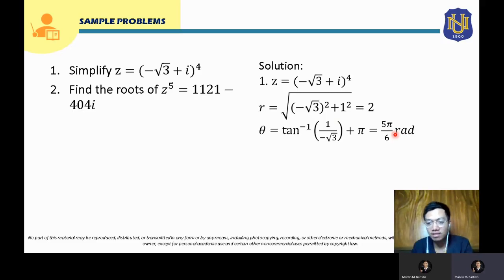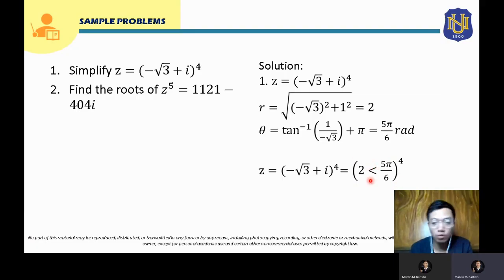From this r and theta, we can now convert our complex number from rectangular form to polar form. So we converted this to polar form. Your r is 2, angle, and your theta or argument is 5 pi over 6. So this will now be the equivalent of this complex number, and this is raised to the fourth power.